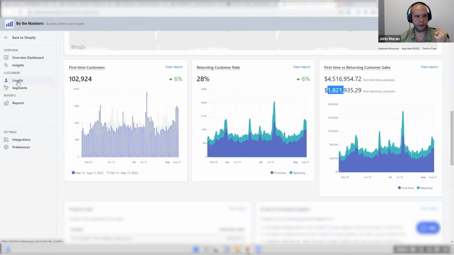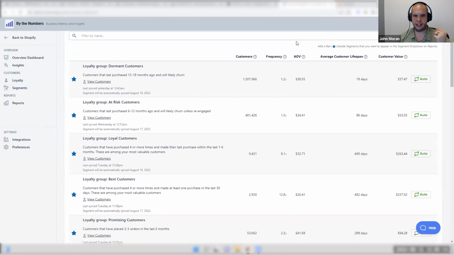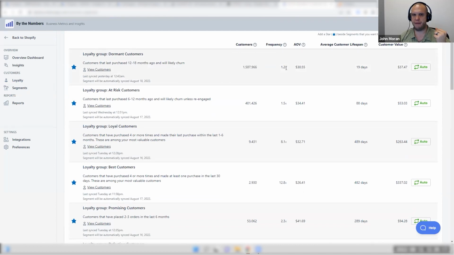Inside of here, you go into your segments. In your segments, it says here's all of the customers, how frequently they purchase, their average order value, and how much each customer is worth. I love this, this is beautiful. You'll see that your loyalty customers are 489 days old in their lifespan, which means these people continually make purchases at 8 times frequency each, $32 average order value, which means these customers are worth $263. And by the way, there's 9,431 of them.